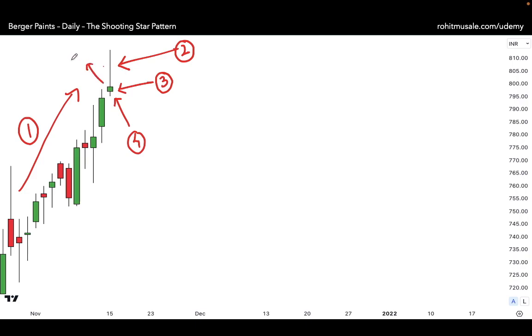Number 5, the color of the real body can be green or red. So those are the conditions for a shooting star. It's just the opposite of a hammer.